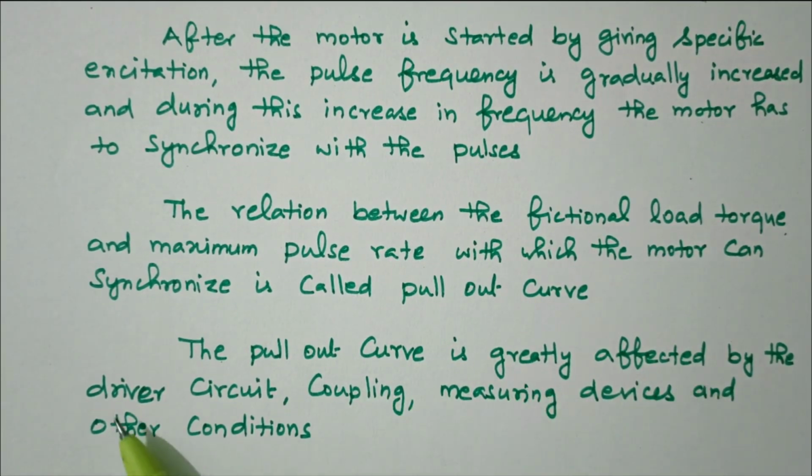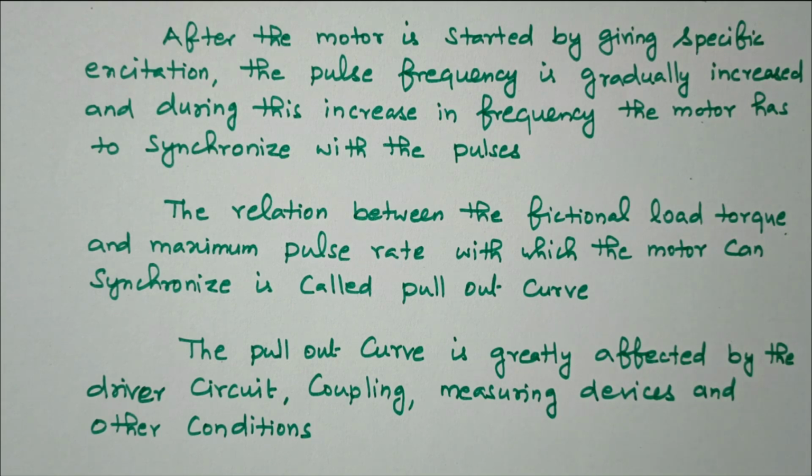The pull-out curve is greatly affected by the driver circuit, coupling, measuring devices and other conditions. So due to this it may go out of range. Pull-in torque means fully controlled, it can start and stop without losing steps. Pull-out torque means it is synchronized. The torque and frequency range is synchronized, but it may be affected by different parameters like the driver circuit, coupling, measuring devices and other conditions.